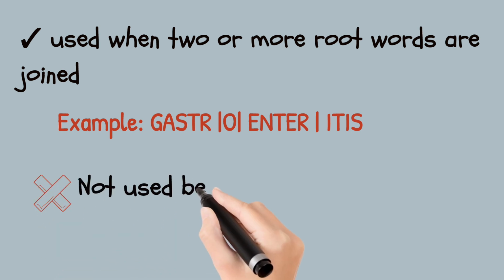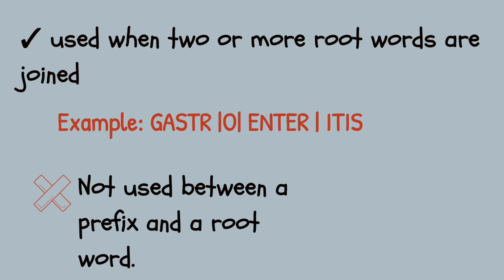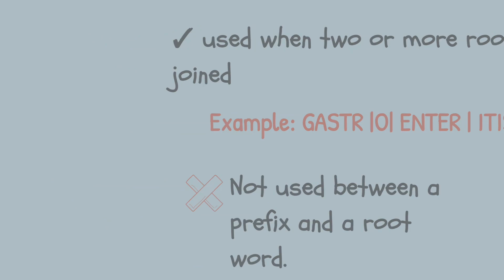The combining vowel is not used between a prefix and the root word. Remember I said that a combining vowel can be used to join a root and a suffix together, but is not used between a prefix and a root word, and it can only be used between a root and a suffix if the suffix begins with a consonant letter.